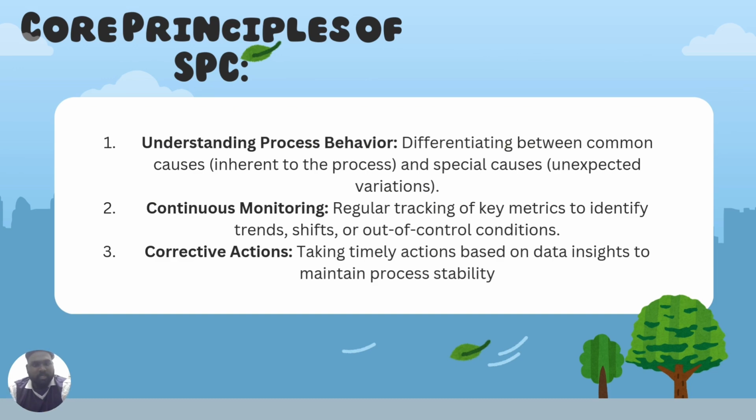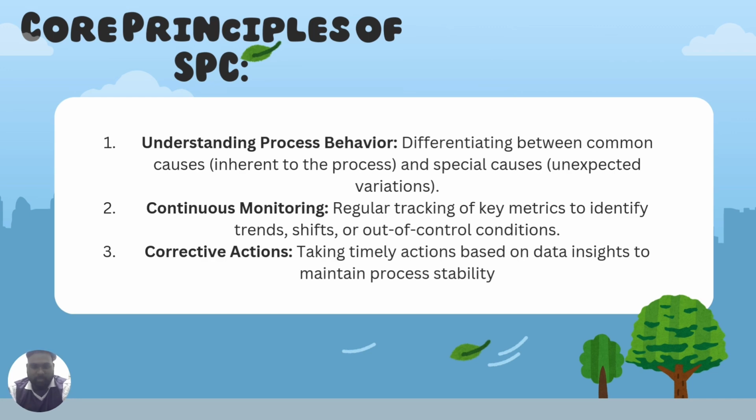Next, what are the core principles of SPC? First, we want to understand the process behavior, differentiating between common causes inherent to the process and special causes, which are unexpected variation. The second is continuous monitoring: regular tracking of key metrics to identify trends, shifts, or out-of-control conditions. And the third is corrective action: taking timely action based on the data insights to maintain process stability.